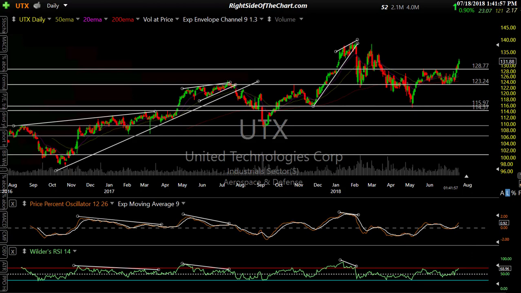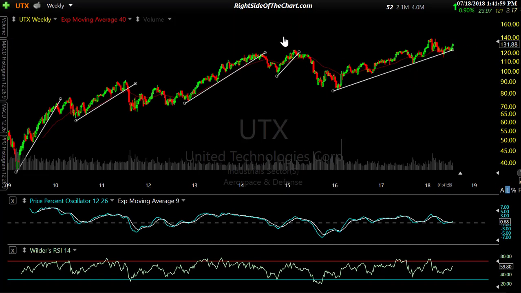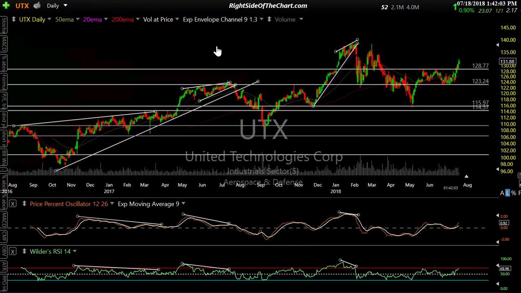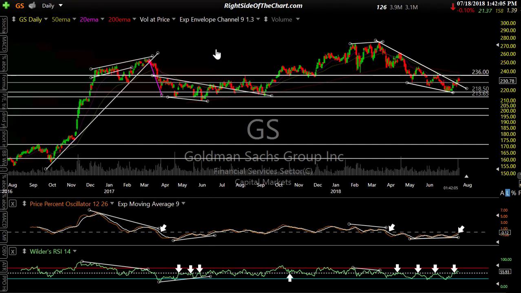UTX, not much of an opinion there, so I won't say anything on that one. Weekly chart, it's above trend. And as long as it's above trend, the trend is bullish, and you can't really question that one.